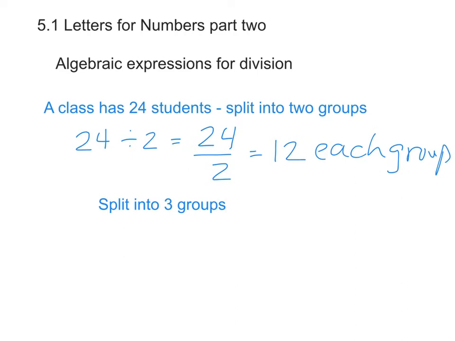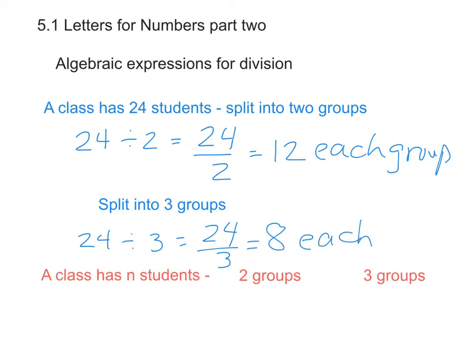If we want to split them into three groups, we would take 24 divided by 3, which is the same as 24 over 3, which gives us 8 in each group. If a class has n students and we split them into two groups, then there would be n divided by 2 students in each group. If they wanted to split the n students into three groups, there would be n divided by 3 students in each group.